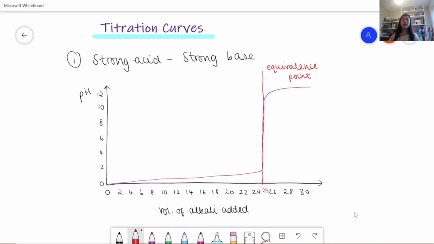We can also tell that it's a strong base that's been added because the end of the graph where the pH levels off is around 11-12 pH. So we know it's a strong base. The equivalence point can also be called the end point. They're very, very similar terms, so they can be interchangeable.